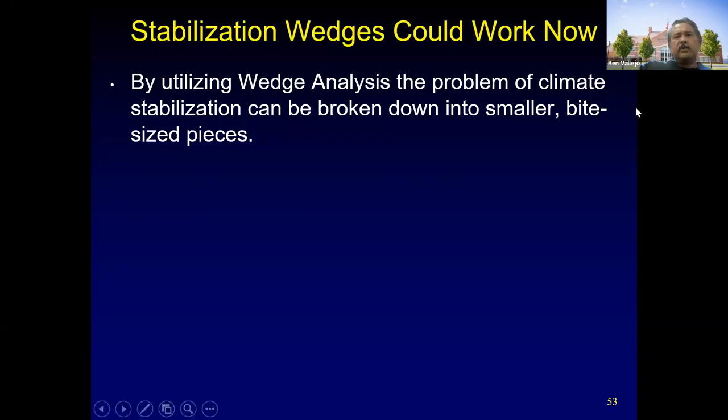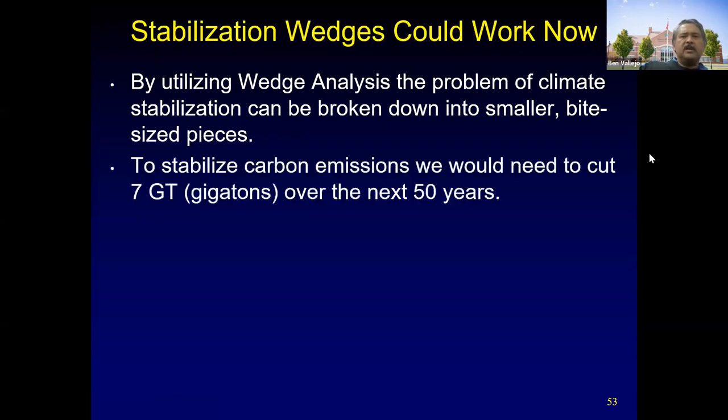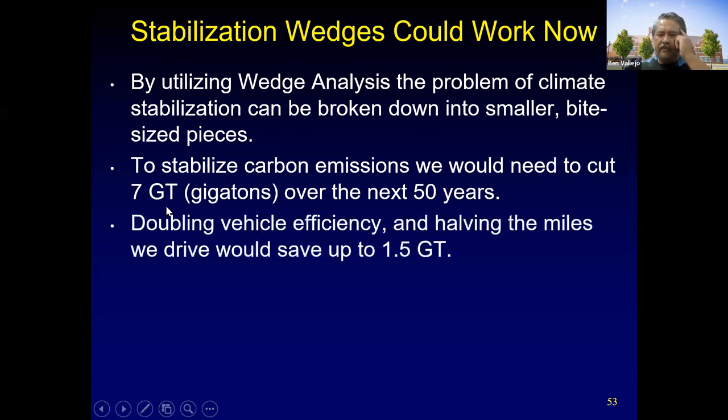Stabilization wedges could work even now. We don't have to wait till later. We could do it now. Smaller pieces, smaller solutions to reducing the amount of carbon dioxide. Look at these. These are kind of interesting. To stabilize carbon emissions, we would need to cut 7 gigatons over the next 50 years. That sounds like a lot, but look at these ideas. If we could double the vehicle efficiency and halve the miles we would drive, that would save 1.5 gigatons out of the 7. We could save 1.5 this way.